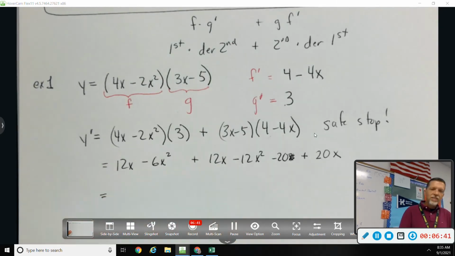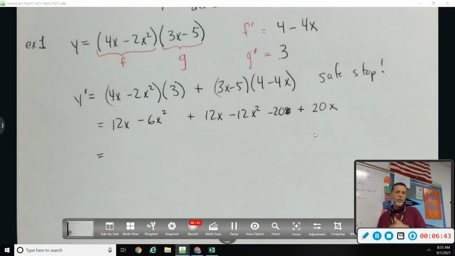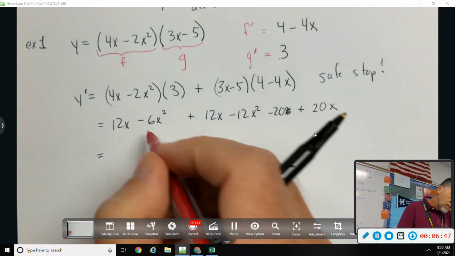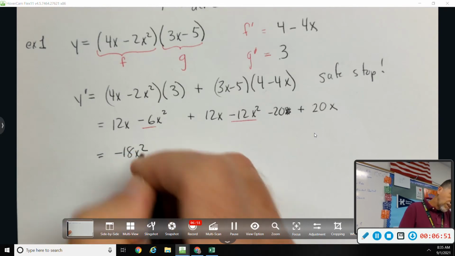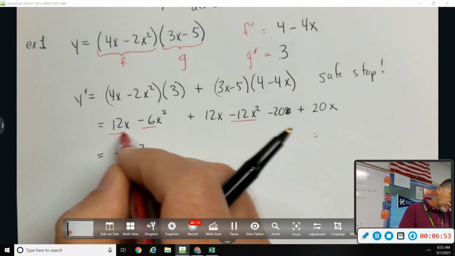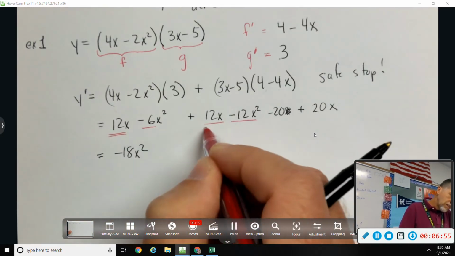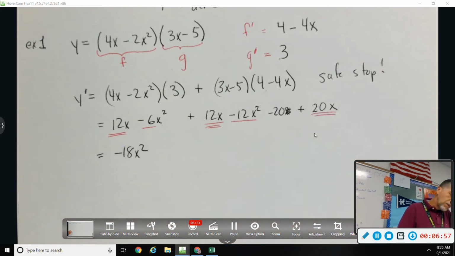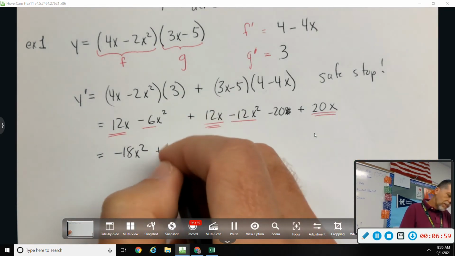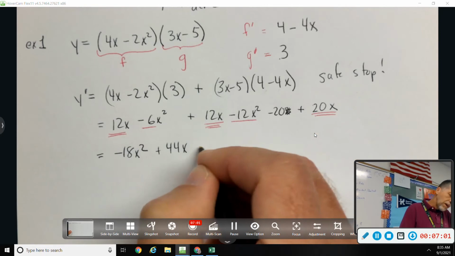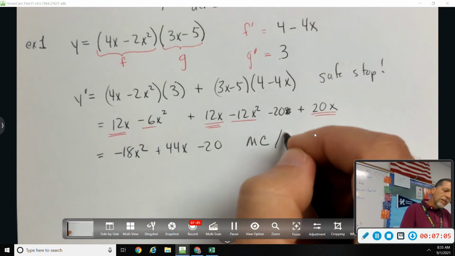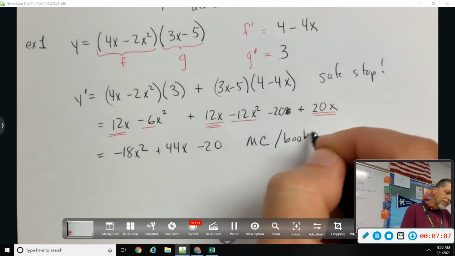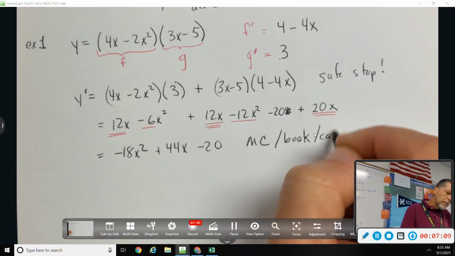So yes, it does take an extra moment to multiply it all out and collect like terms. So negative 18x squared, 12 plus 12 plus 20 would be 44x, and then minus 20. There's your multiple choice. Back of the book, and CalcChat likes to do that.